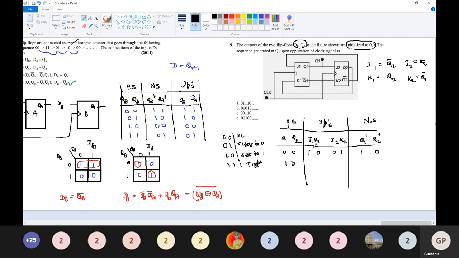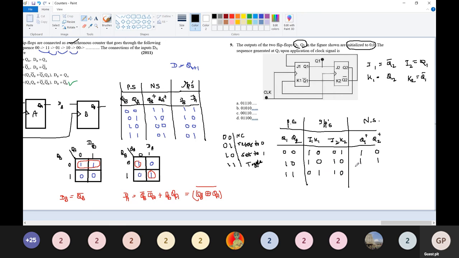Now again apply the inputs. J1 is equal to Q2 bar, which is 1. K1 is Q2, which is 0. J2 is Q1, which is 1, and K2 is Q1 bar, 1 changed to 0. Based on the characteristic table, 10 sets to 1. Now 11 is the present state. Again apply the inputs: J1 is Q2 bar, 1 changed to 0. K1 is Q2, it is 1. J2 is Q1, it is 1. And K2 is Q1 bar, it is 0.